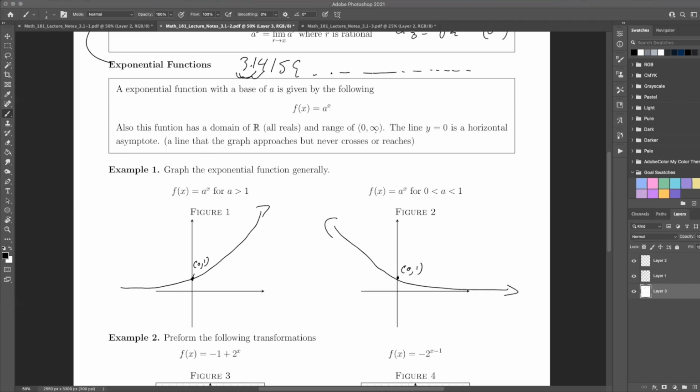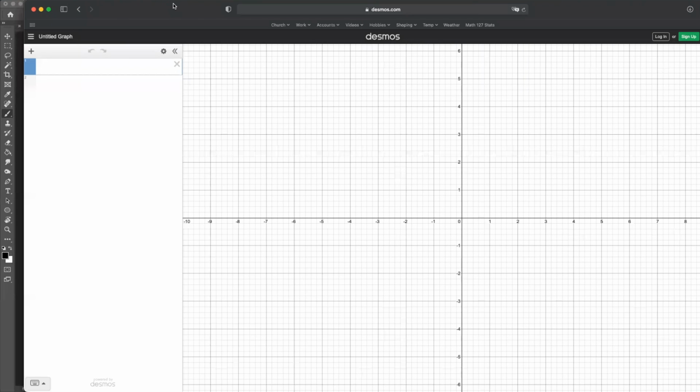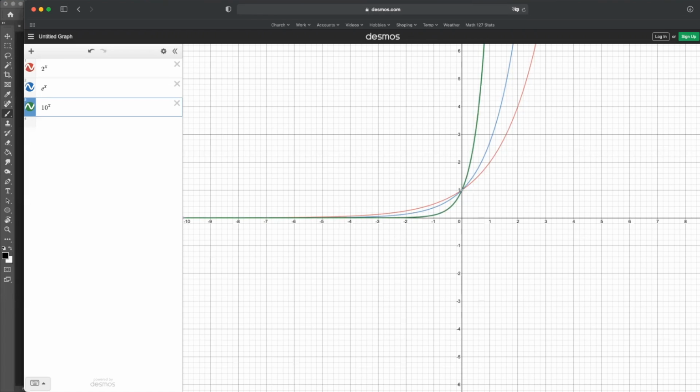Desmos, let me show you these. Calculator. All right, so let's graph, I don't know, b to the x. I'll put e to the x on there. We haven't talked about what e is quite yet, but we'll go ahead and put that on there. I'll put 10 to the x on there. And I'll put like 1.1 to the x on there. And I'll put 1 to the x on there just for kicks.